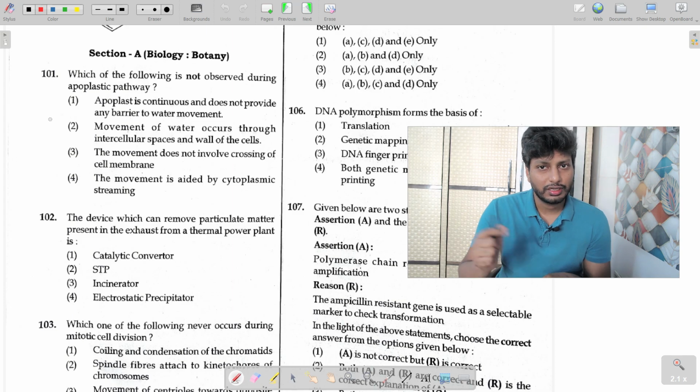This is also true because, of course, since the water is going from outside the cells, since it is traveling from the cell walls, there is no question of cell membrane. So, of course, the water is not crossing the cell membrane, right? So, option number 3 is also correct.